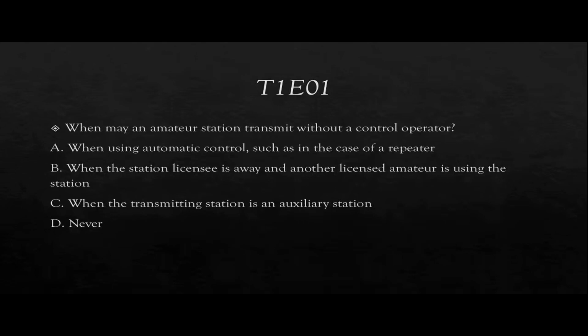Question 1. When may an amateur station transmit without a control operator? A, when using automatic control, such as in the case of a repeater. B, when the station licensee is away and another licensed amateur is using the station. C, when the transmitting station is an auxiliary station. Or D, never. And your correct answer here, D, never.